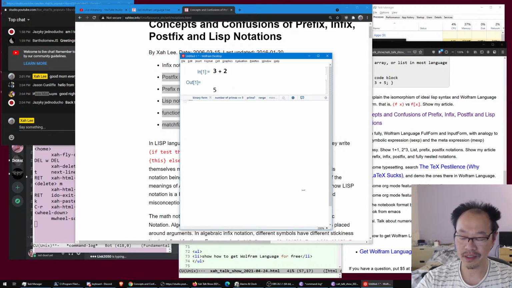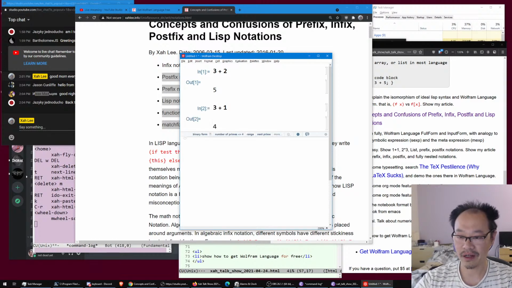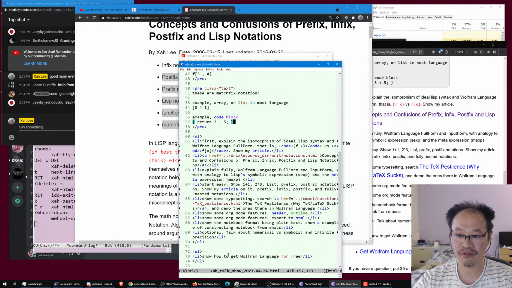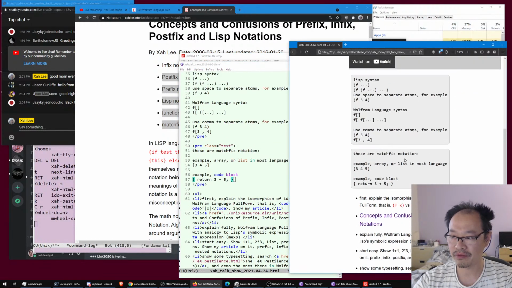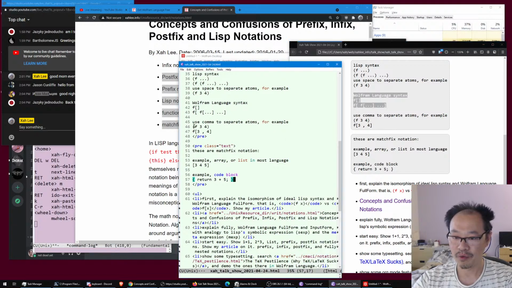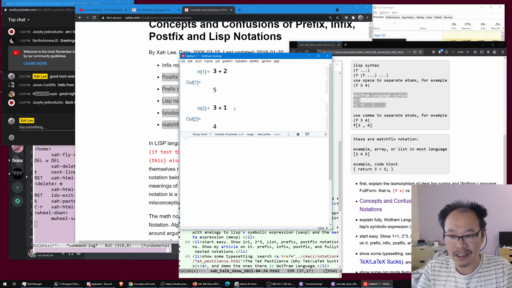Okay, so 3 plus 5. Now, you see that 3 plus 2 equals 5. Now, let's do 3 plus 1 equals 4. You might be wondering, hey, Xah, you just said that Mathematica's syntax is fully bracketed, fully nested brackets. Then where do you get that 3 plus 1? What's going on? I mean, that should be invalid syntax, right? That's not Mathematica syntax. Well, let me explain.